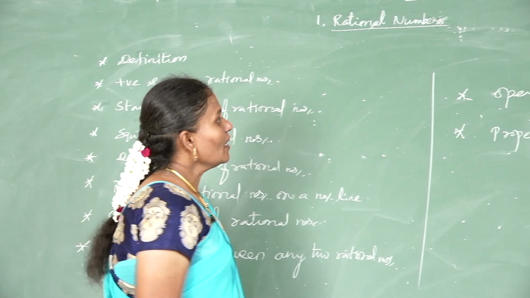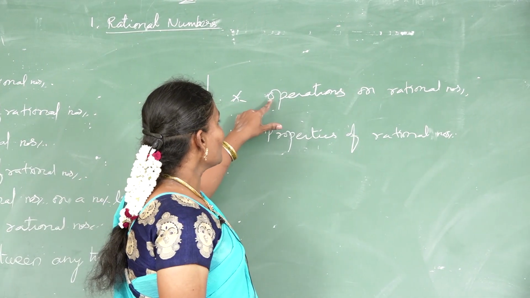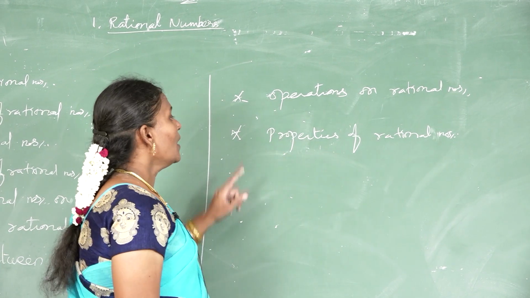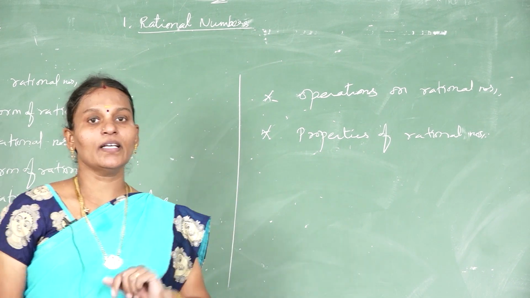Okay, we will see the remaining headings in the next class. What are the remaining headings? Operations on rational numbers and properties of rational numbers. These two headings we will see in the next class.